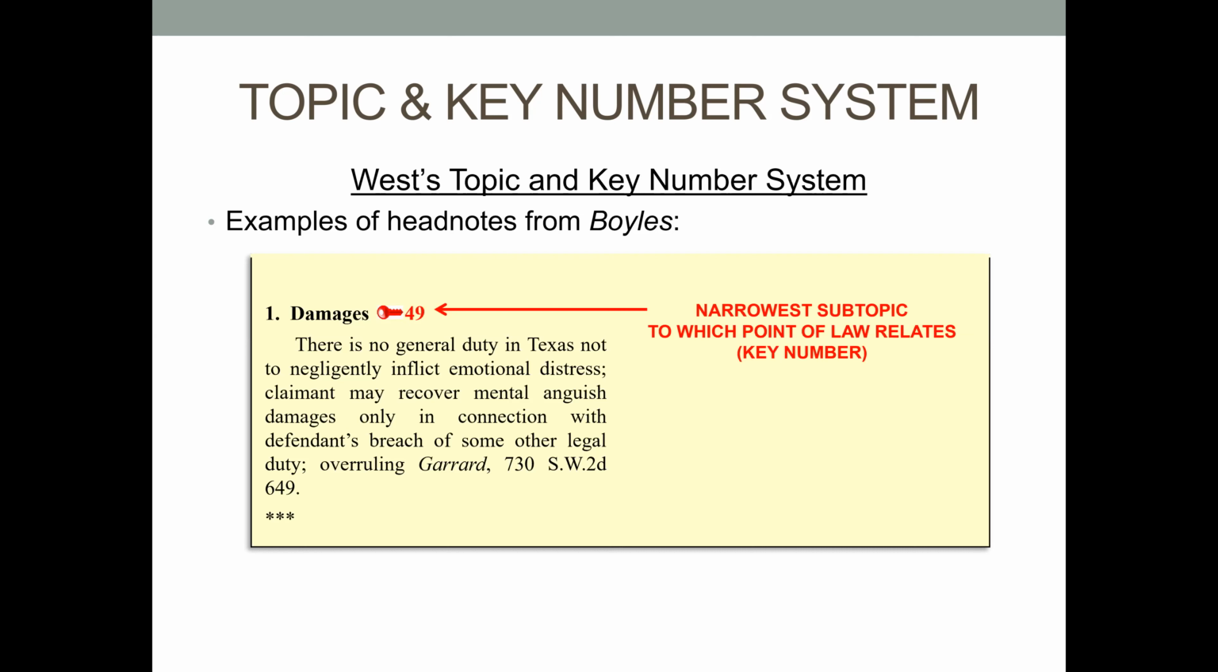And then next to it, you have the key symbol and a number. Well, that's telling you that the smallest subtopic of the major topic damages to which this head note relates is the subtopic assigned the key number 49 under West's system.